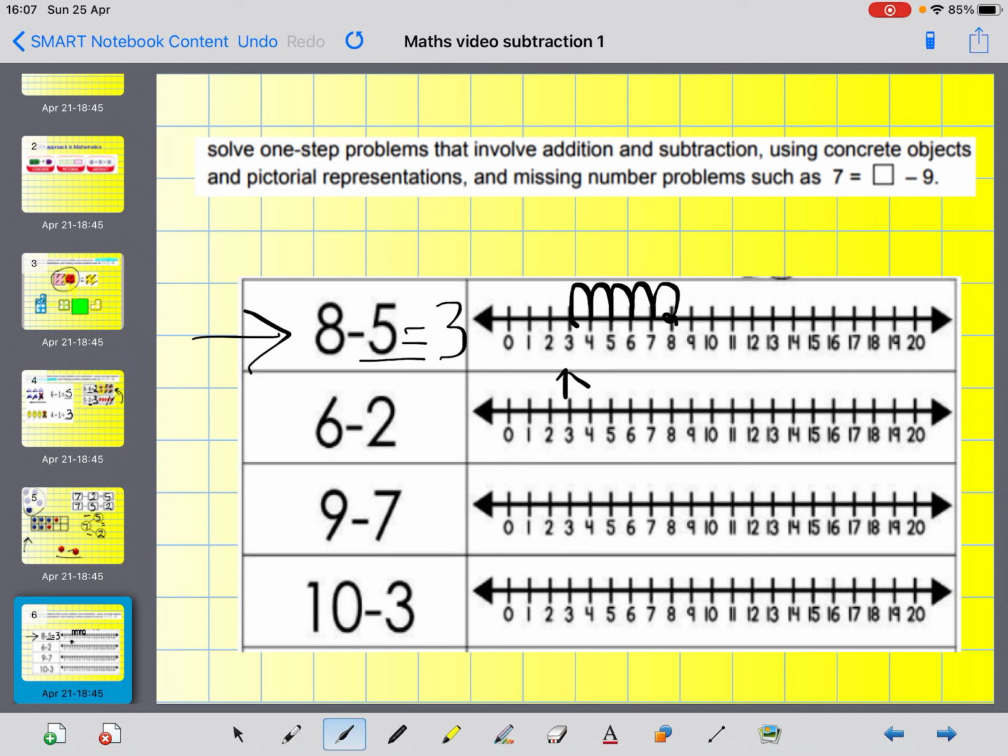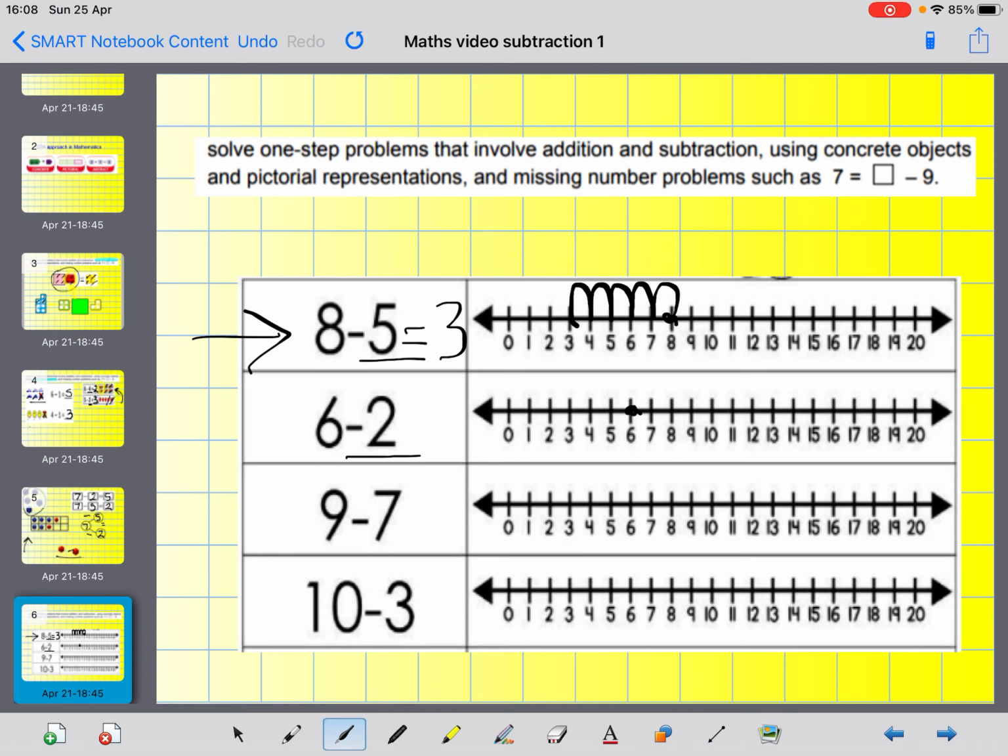Let's look at the next example. For example, here's the 6, subtract 2. I need to find number 6 first, because I'm going to start from my biggest number, and I need to subtract, so I can highlight for myself so I can see, subtract 2.